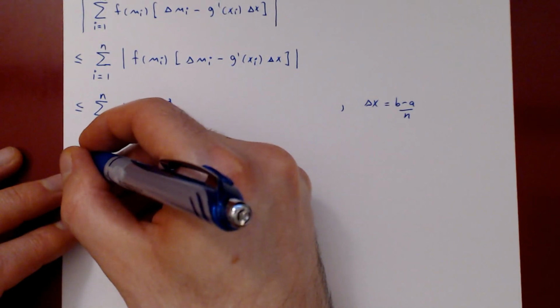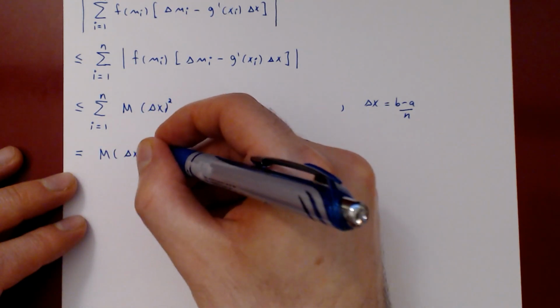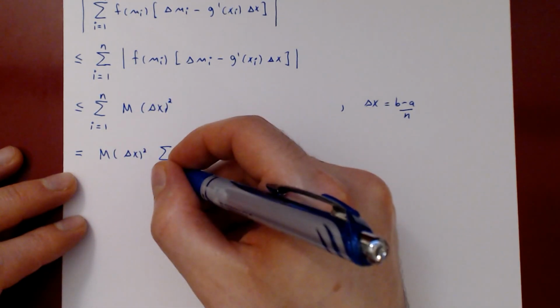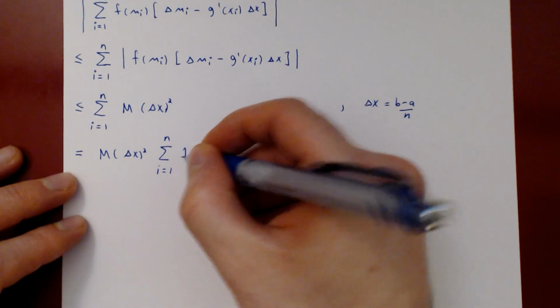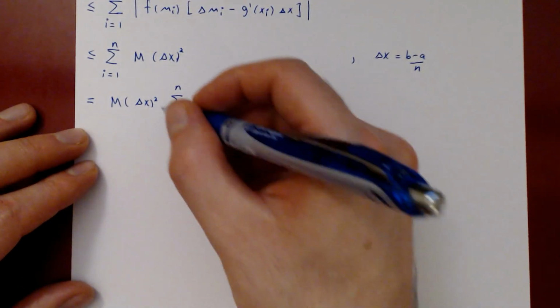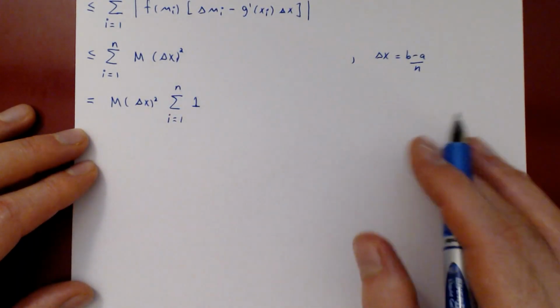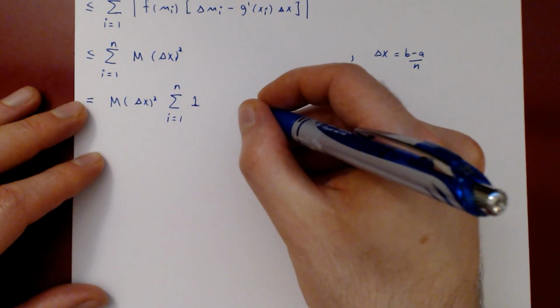So this will be equal to m delta x squared times the summation of 1. But this is not a trivial summation. If you sum 1 as i ranges from 1 to n, you are summing 1 n times, right?